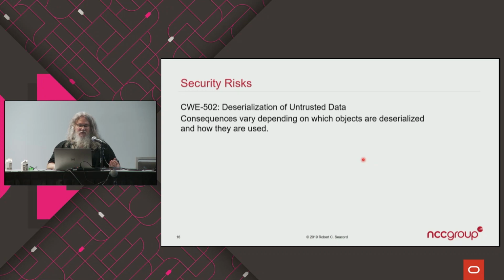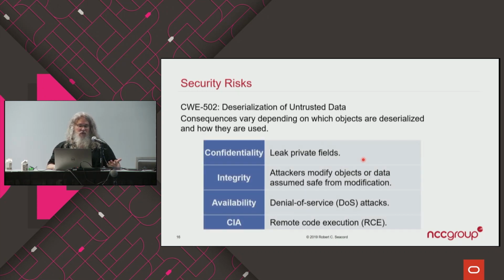The consequences vary depending on which objects are deserialized and how they're used. We hit briefly on confidentiality, this very simple ability to leak private fields. Then integrity: attackers can modify objects or data that's assumed to be safe from modification. They can certainly modify the private fields, right? Because all that data is just stored in the file along with everything else. They can create objects that have inconsistent or impossible state, and break the invariants. You really have to trust the source of this data, that it hasn't been modified.